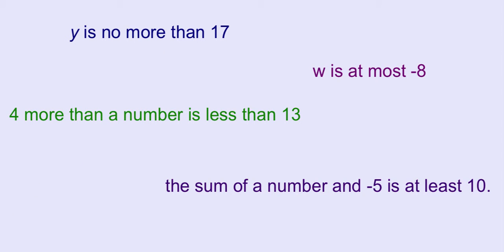So let's jot these couple down and let's try to turn them into inequalities. So it says y is no more than 17. So we take our y, we take our 17, and we think about what does no more than mean? Well, if you look at your notes, no more than means less than or equal to. It can be equal to 17, but it can't be more than that. It has to be less than. So it's okay to be 17 or anything less than that. So y is less than or equal to 17.